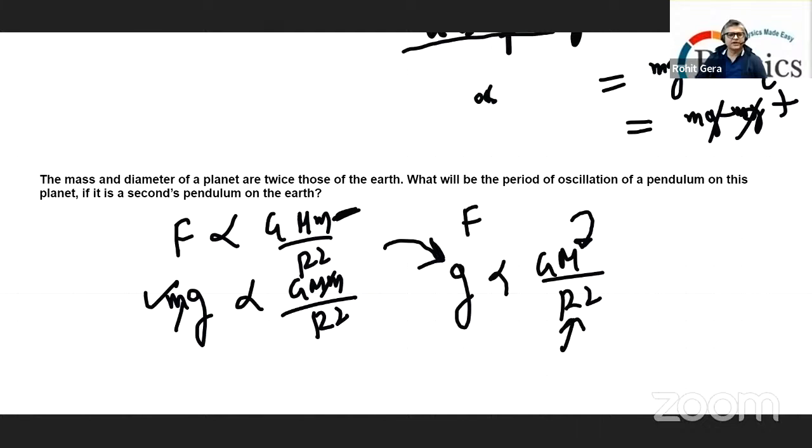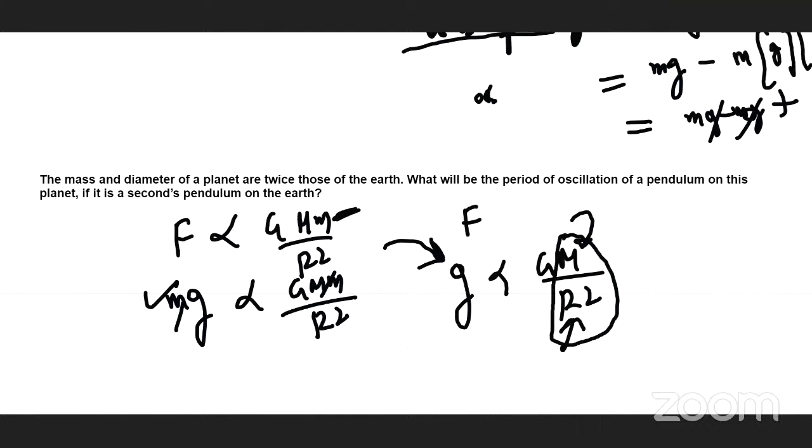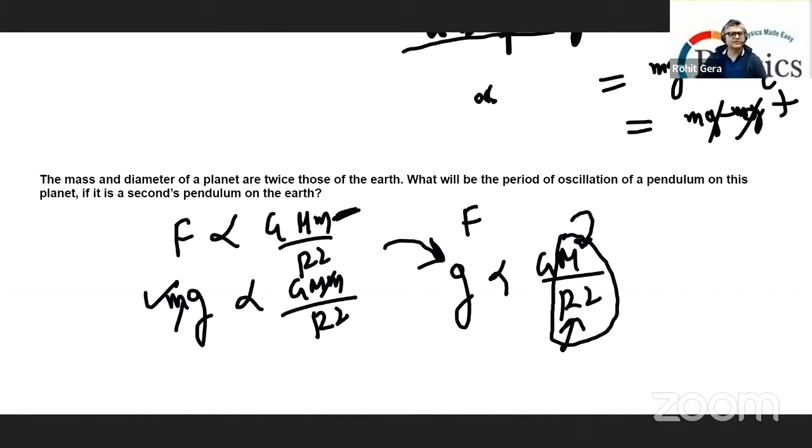It comes, like you said, from the mass and radius. So this is the variable. If you play with the variable, this is the question: create a planet whose mass is double and radius is double, and find its new g. Then the time period is given by 2 pi under root L by g.